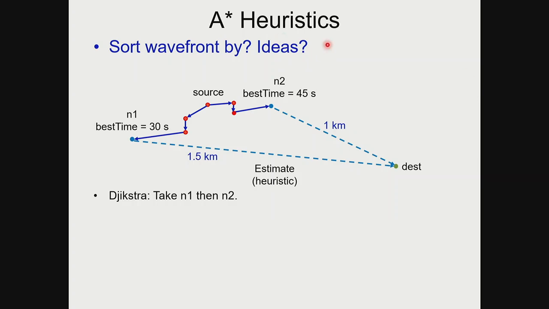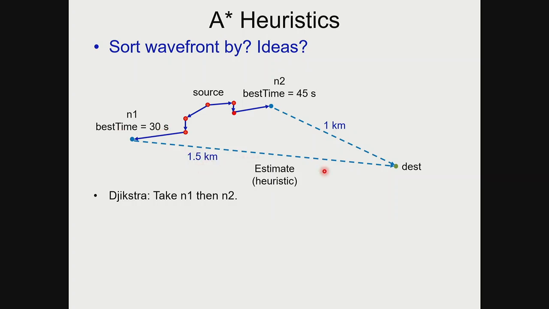So for example, let's look at this graph. Let's say it's taken from our Toronto map. We have this source and we have this destination, and we've already started with Dijkstra and filled in the wavefront and pulled N1 and N2 out of the wavefront. So we know that the best time to reach N2 is 45 seconds, and the best time to reach N1 is 30 seconds. We can also measure the current distance from N2 to the destination. Let's say it's 1 kilometer, and that of N1 is 1.5 kilometers.